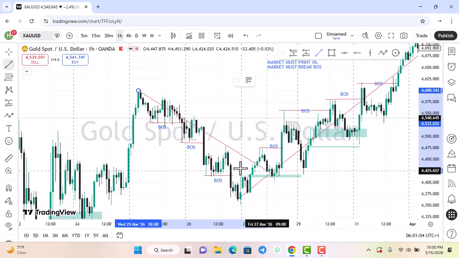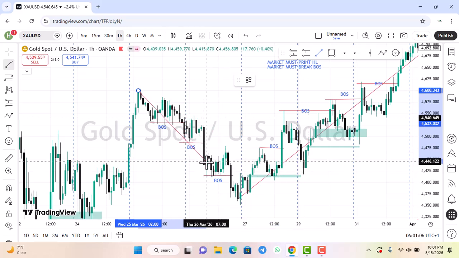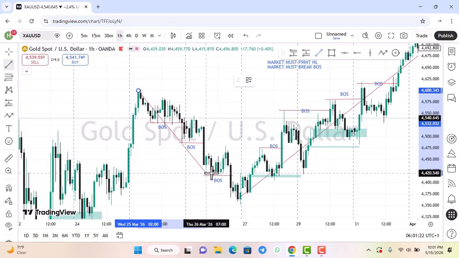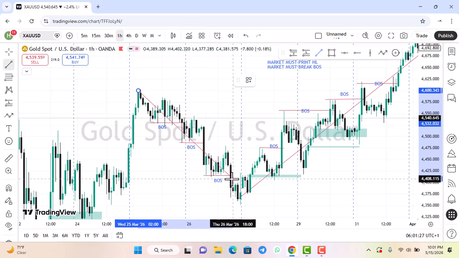So when the market breaks this low here, this becomes a valid lower high. Then the market pulls back again, comes to this point here to print our new lower high. But this lower high is not valid until price comes down and breaks the recent lower low, which is this zone here. So when price comes down and breaks the recent lower low, then this zone becomes a valid break of structure. So now I look at this as my next valid lower high.